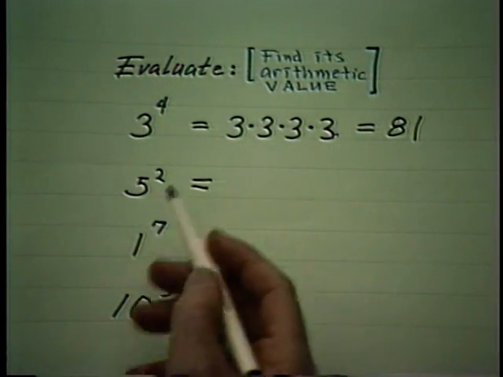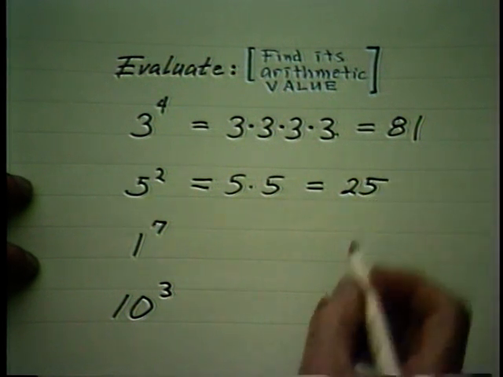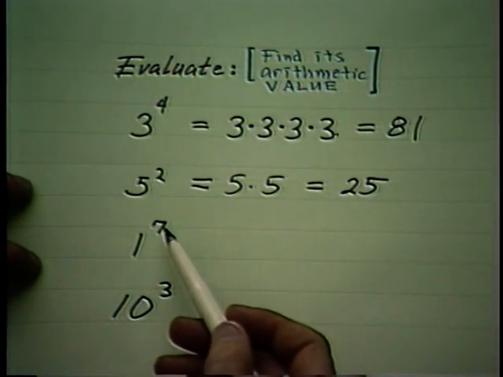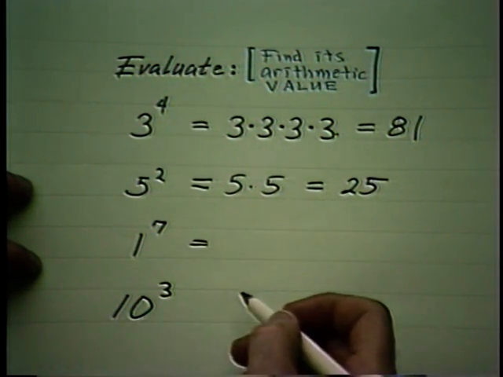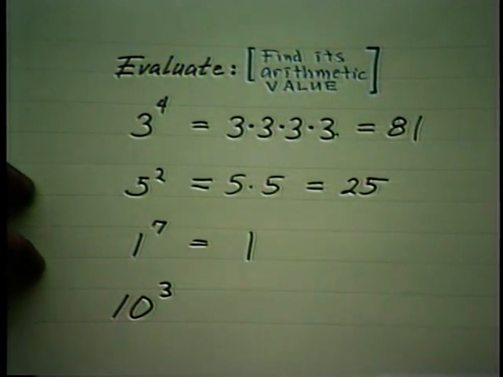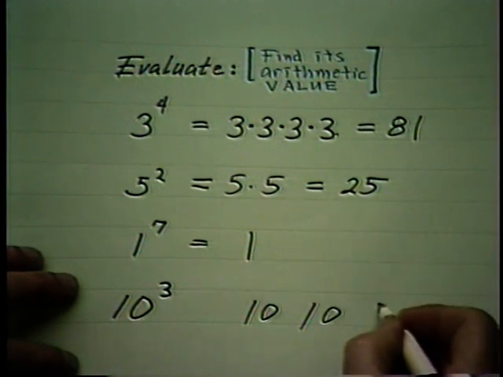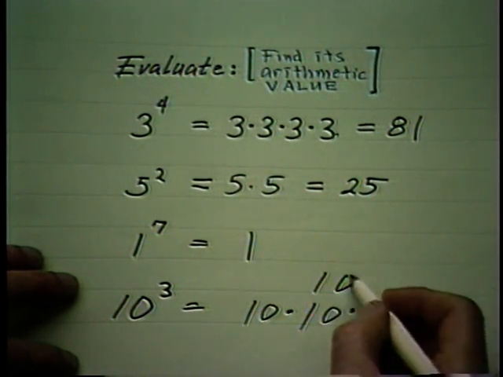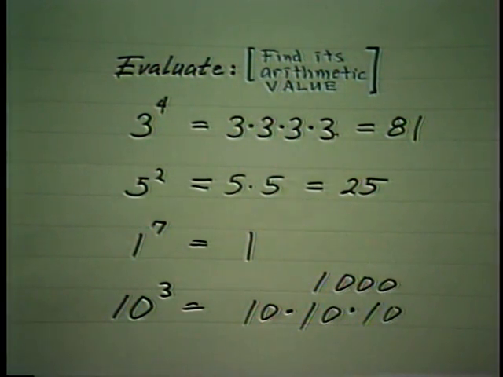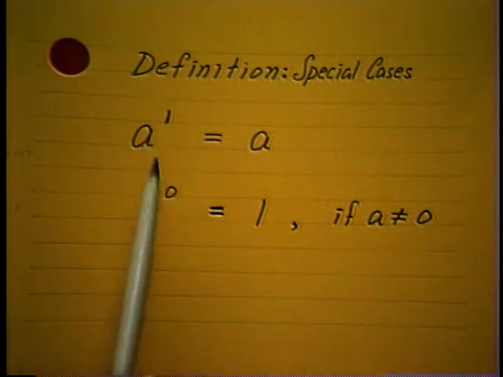This means take 2 5's and multiply them together, which is 25. This says to take 7 1's and multiply them together, and of course 1 times 1 times 1 times 1 forever is still 1. This says take 3 10's and multiply them together, which is 1,000. A very simple notation but very convenient.